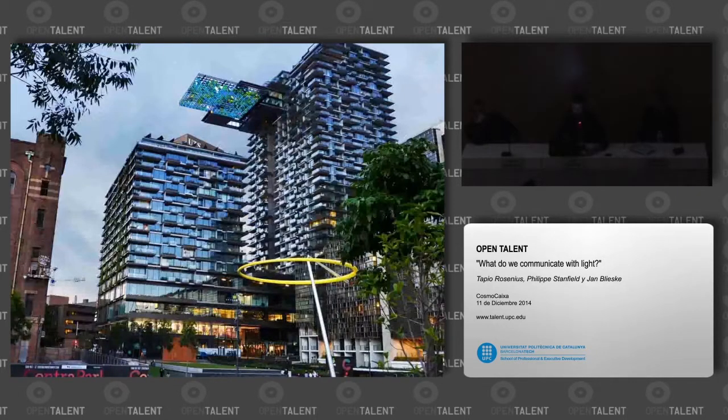This is Sydney. It was a district that wasn't that good. They wanted to create a big park underneath, so we did this flying carpet of light over the park. They wanted to create an event. There you go, there's an event.